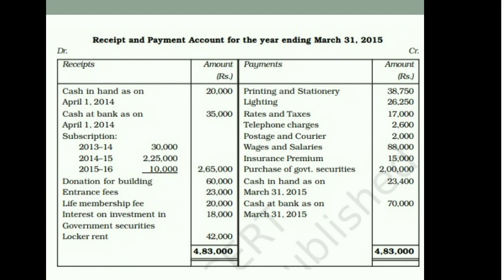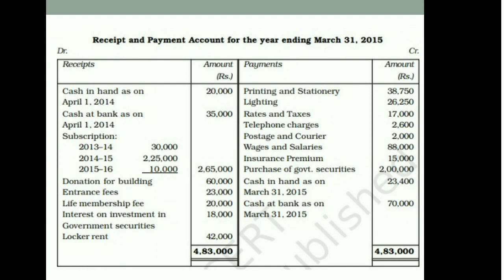Life membership fees, also a receipt. Interest on investment, an income. Government securities and locker rent and all. Then printing and stationery, lighting, rates and taxes, telephone charges, postage and everything. These all are your expenses. So income will be on the receipt side and all the expenses will be on the payment side. Then afterwards we have to calculate. If it is coming equal, then no need to put anything, and if it is not coming equal, then it will be the balance c/d.